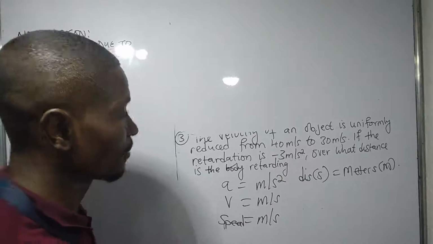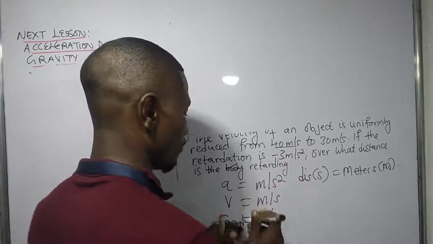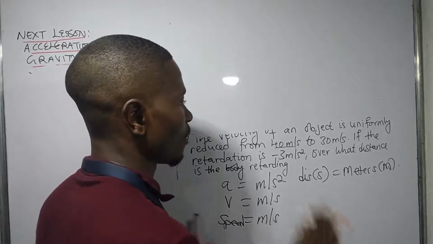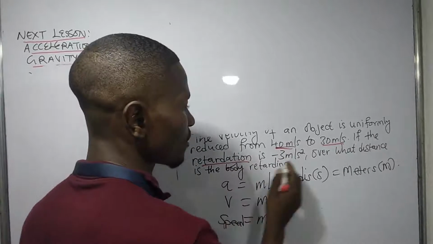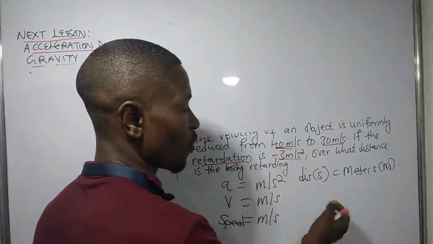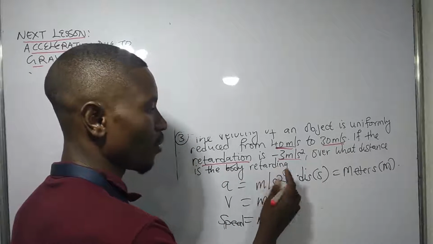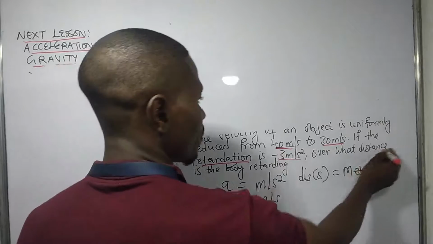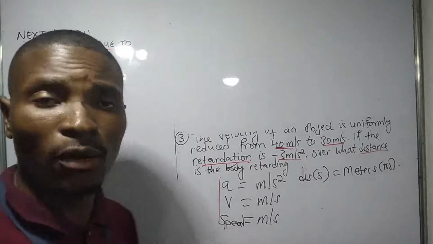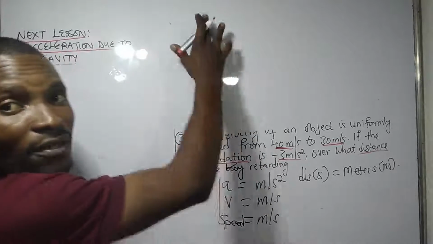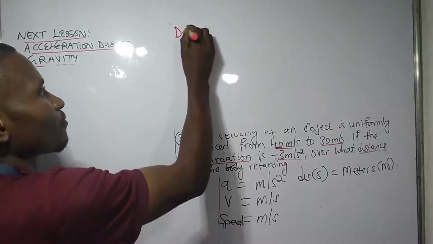Okay, so now let's go to the final question, which is that the velocity of an object is uniformly reduced from 40 to 30 if the retardation is -3 meters per second squared. Over what distance is the body retarding? So we need the distance. Okay, so first of all we collect some data.